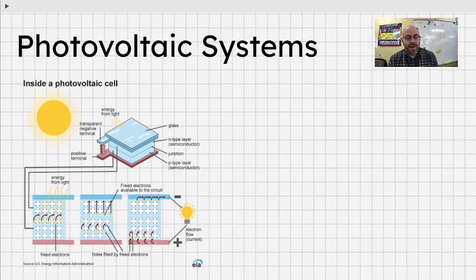When light strikes this semiconductor, electrons are excited and they flow through a system of electricity and they do the thing that electricity does. There can even be batteries associated with systems like this that store excess energy for later use when the sun is not shining. Obviously, they are 100% dependent upon the sun shining, right?